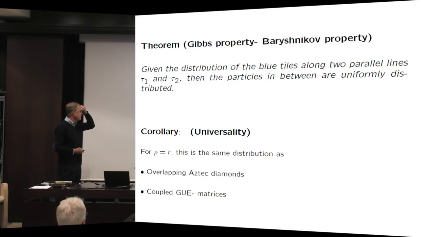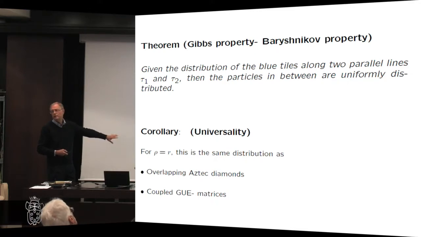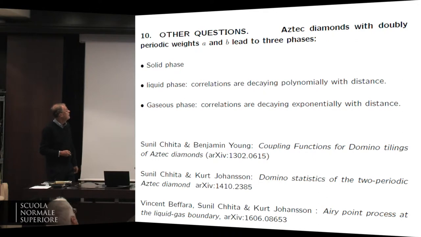There's maybe one remark I want to make, is that this distribution comes up in many other situations. That distribution which I wrote, at least for rho equal to r, that means to say when the width of the strip is equal to the number of particles, we have seen in overlapping Aztec diamonds, in coupled GUE matrices. But what I wanted to say is that if you even allow more complexity, then you will see the three phases.